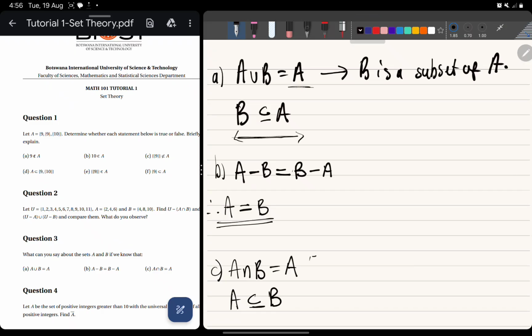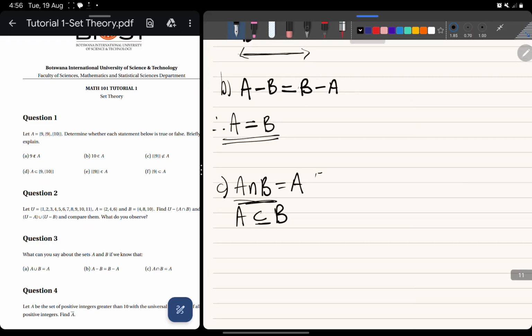If A is a subset of B, it means everything in A is also in B. That is why the intersection between A and B gives us the whole of set A. Because the whole set A is also in B, so it's common. It's in A and in B. So that means that's what you'd get. So it means A is a subset of B. And this is what this means.